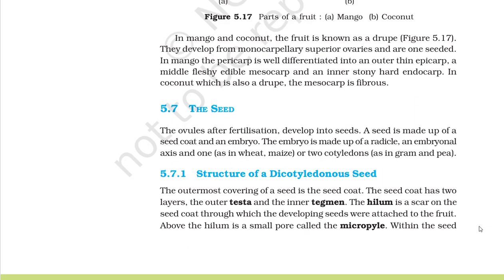5.7. The seed. The ovules after fertilization develop into seeds. A seed is made up of seed coat and an embryo. The embryo is made up of a radicle, embryonal axis, and one cotyledon, as in wheat, maize, or two cotyledons, as in gram and pea. 5.7.1. Structure of a dicotyledonous seed.